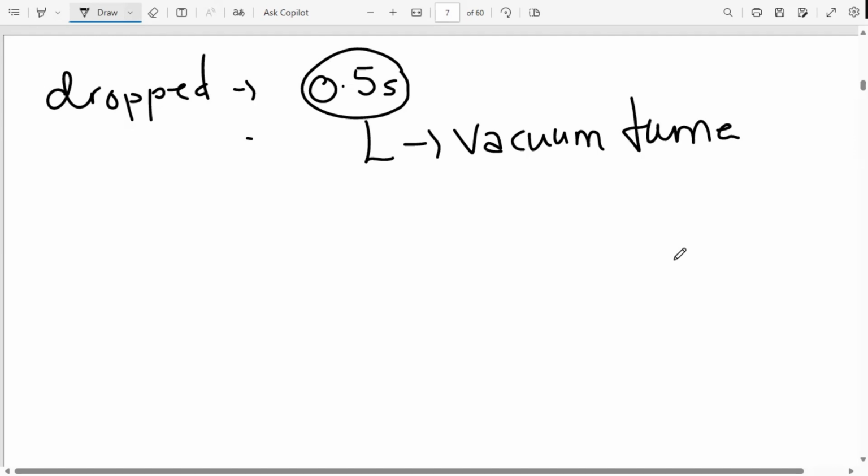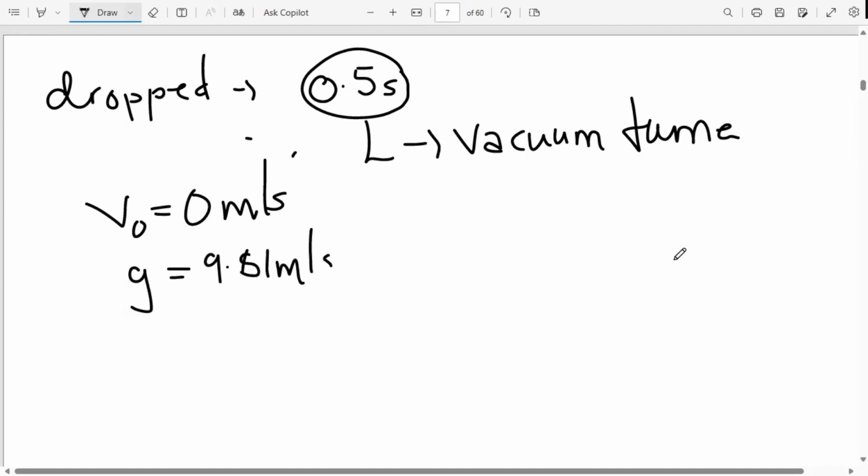Since they've said it was dropped, that means the initial velocity is equal to what? It is equal to 0 meters per second. And since it's going down, that means there is an acceleration, which will be equal to what? It will be equal to 9.81 meters per second squared.